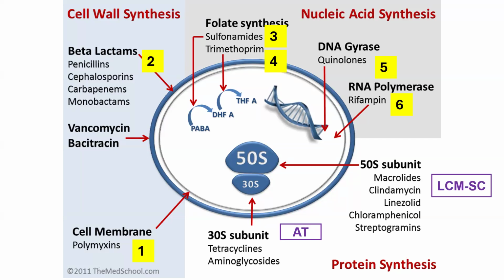And coming to protein synthesis inhibitors, we can divide into 30S and 50S. So for 30S, remember the mnemonic AT. A for aminoglycosides, T for tetracycline, both bind to 30S and inhibit protein synthesis. For the 50S subunit, remember LCMSC, or otherwise whichever is easier for you. So L is for linezolid, clindamycin, macrolides.